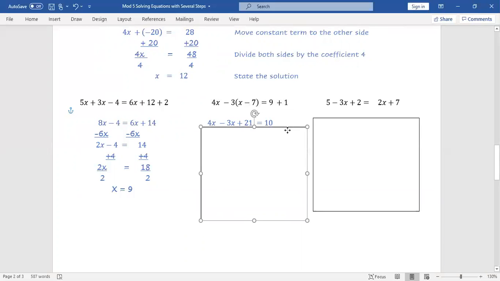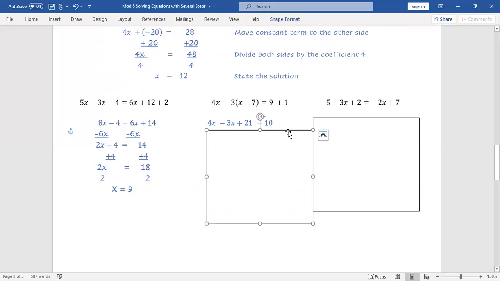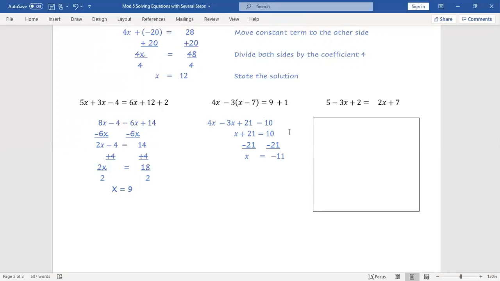-3 times a -7 gives me a +21. All the rules from Unit 1 come into play when you're adding or simplifying parts of your equation. So now I'm going to add my like terms. 4x minus 3x is going to give me 1x. And my 21, my constant, is just going to come down.